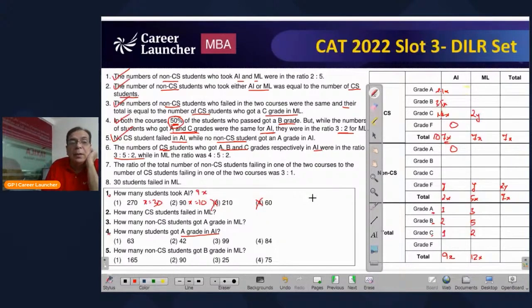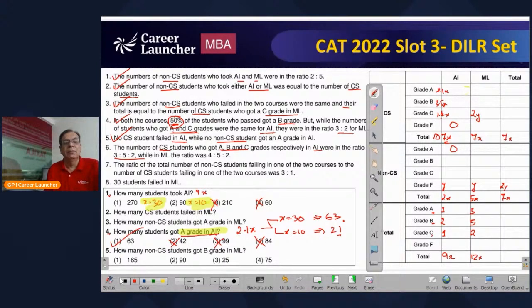Now, what are the values of x? Do you remember? x is either 30 or 10. So how many got grade A in AI? The number of students getting grade A in AI is 2.1x. If x is equal to 30, this will become 63. And if x is equal to 10, this will be 21. So the answer to this question can either be 63 or 21. It cannot be 84, it cannot be 99, it cannot be 42. That means 63 is the answer.